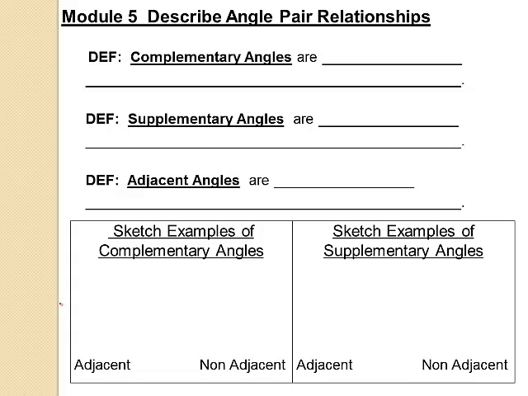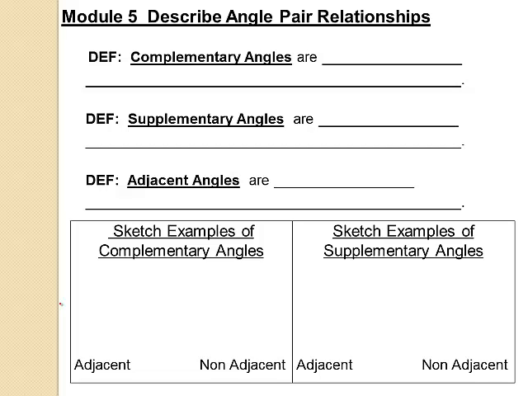Welcome to Module 5, describing angle pair relationships. There are a couple of very important types of angles in geometry, complementary angles and supplementary angles.